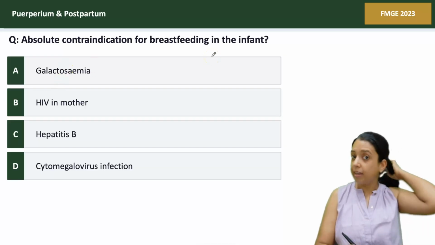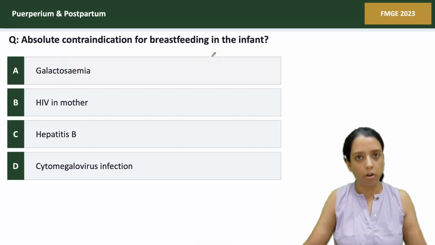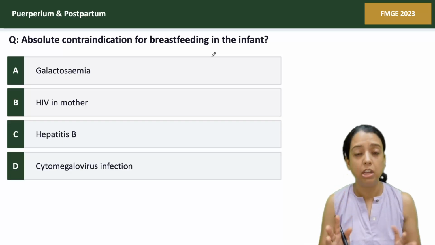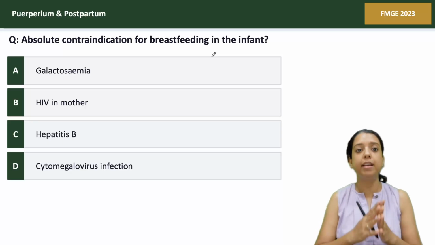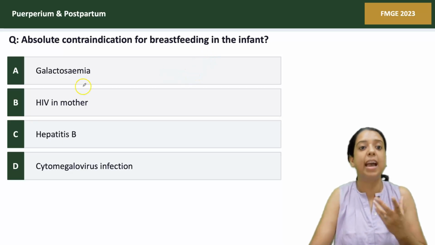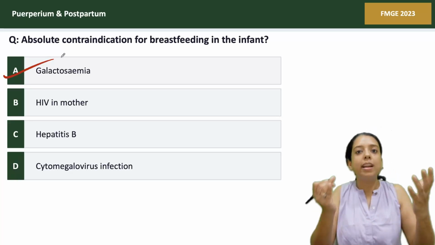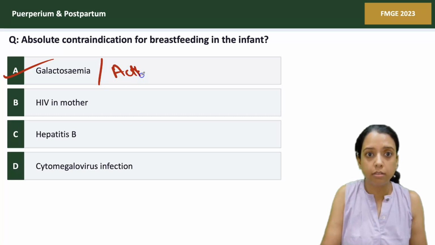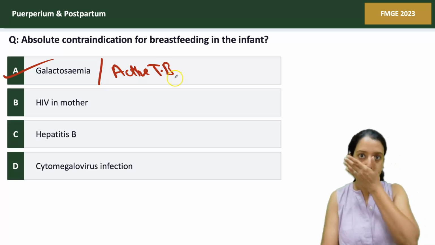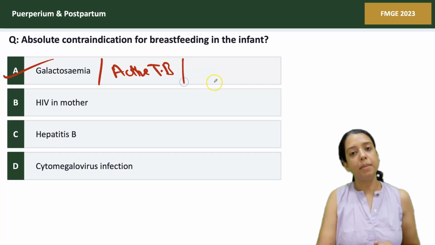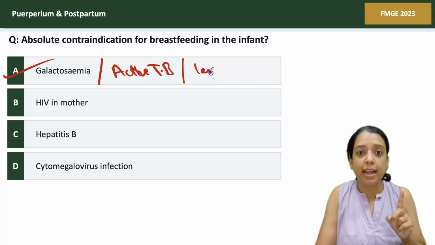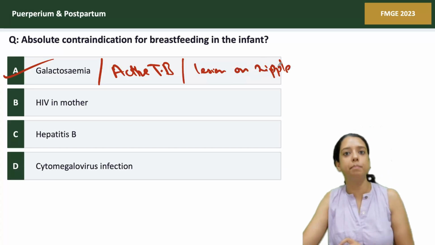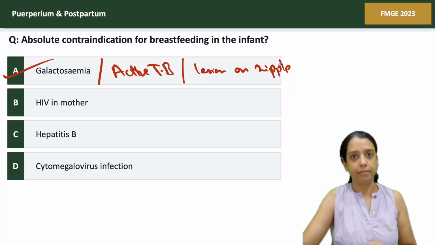Absolute contraindications for breastfeeding. As such, there are very few contraindications. HIV, hepatitis B, HCV, everywhere you have to feed the baby. Breastfeeding is contraindicated in very few conditions, like galactosemia. The baby can't tolerate galactose. Then what else? Active tuberculosis. Then what else? The patient has varicella with a lesion on the nipple. Lesion of varicella chickenpox is on the nipple. Then you will again not breastfeed.